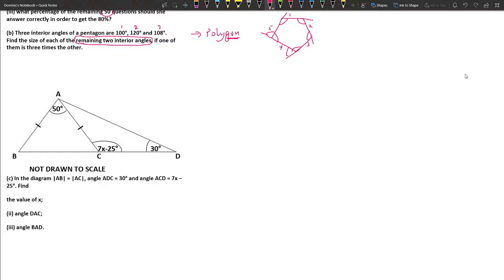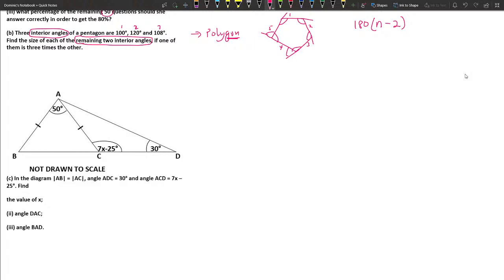Now, in order to solve this and make this easy, once they made mention of the size of the angles in it, what it means is that we should find the sum of interior angles of the polygon, which is the pentagon. So, the sum of interior angles. There's a formula to do that: 180 into brackets n minus 2.